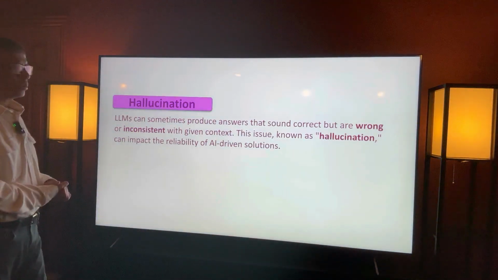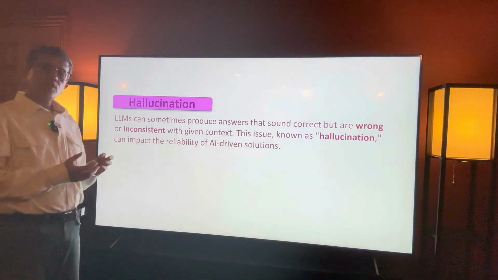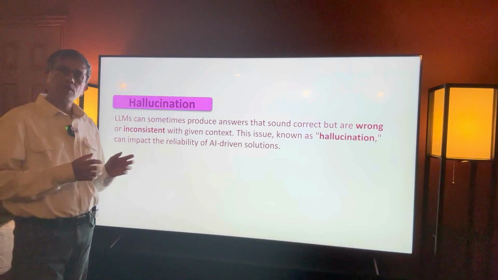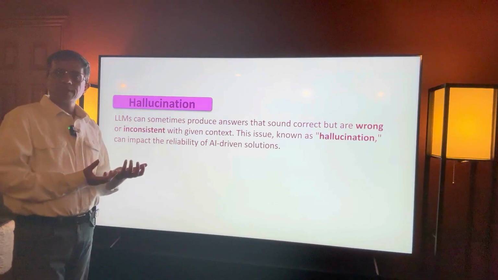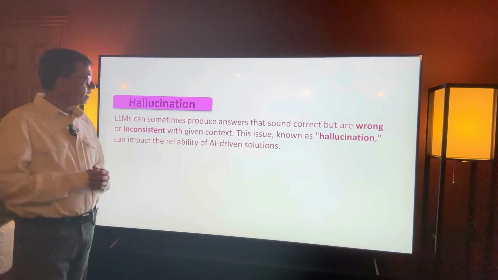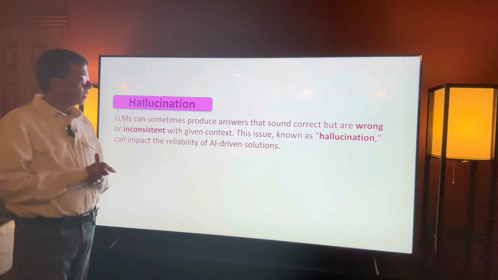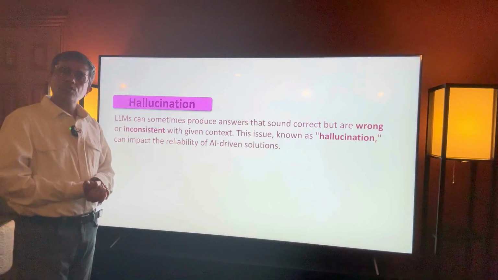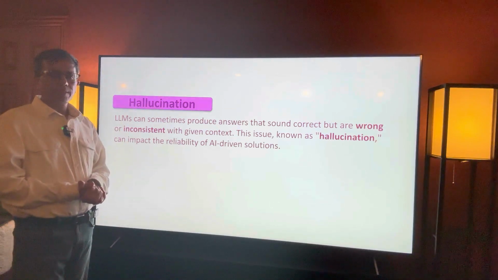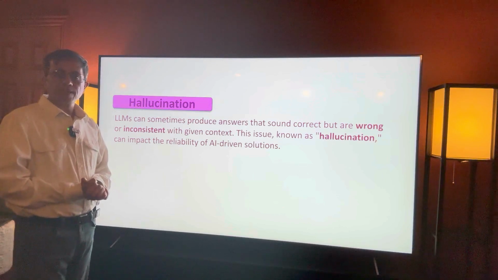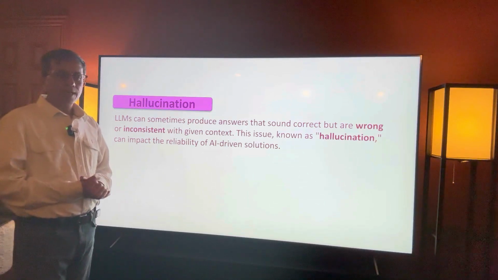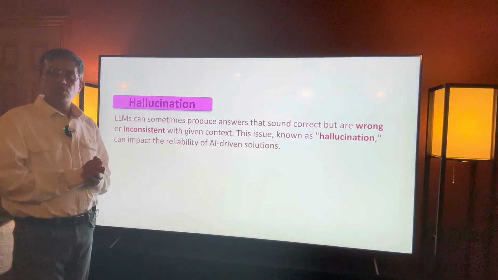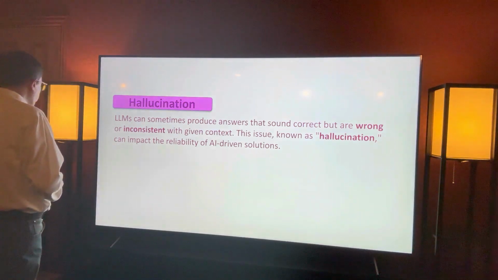Let's define hallucination one more time. Large language models might produce answers which are either wrong, or they appear to be correct but might be wrong. This issue is called hallucination. It really impacts the reliability of your AI solution in areas like healthcare, finance, or legal, where accuracy is super important. So let's discuss 4 ways to reduce hallucination.